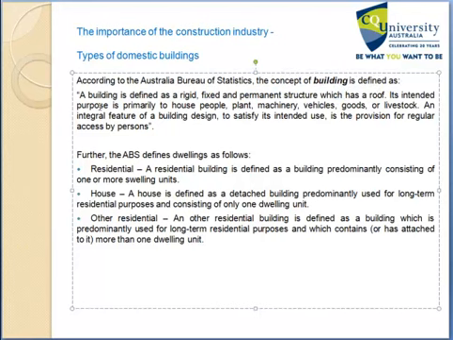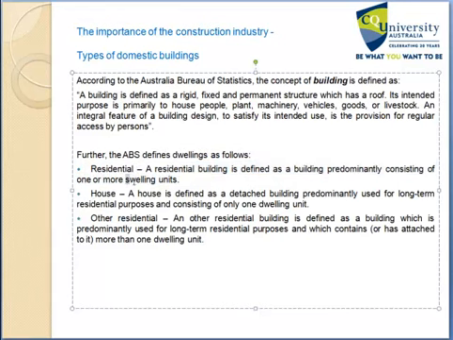Its intended purpose is primarily to house people, plant machinery, vehicles, goods, or livestock. Further, the ABS defines dwelling as follows. Residential. A residential building is defined as a building predominantly consisting of one or more dwelling units.